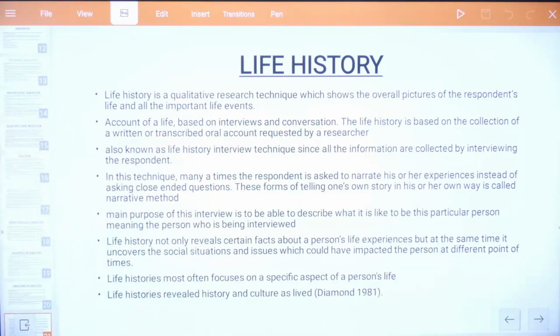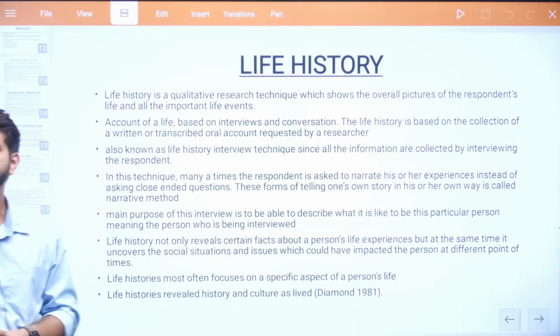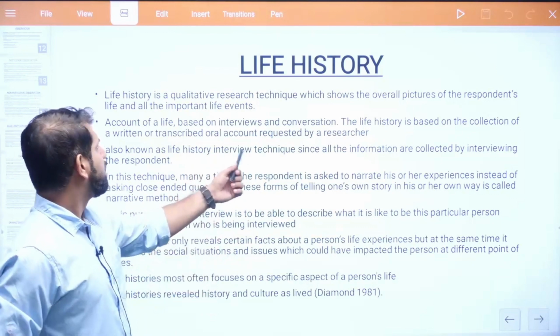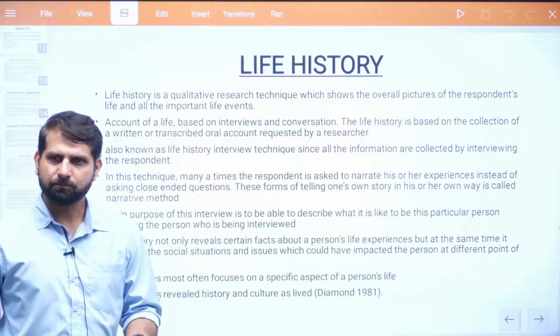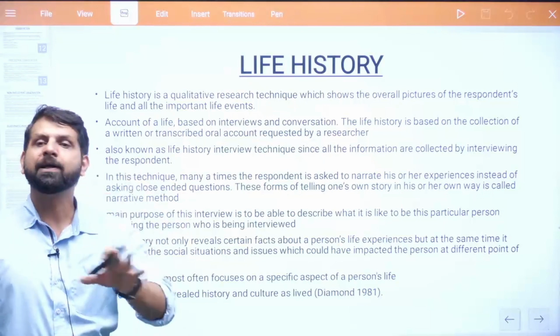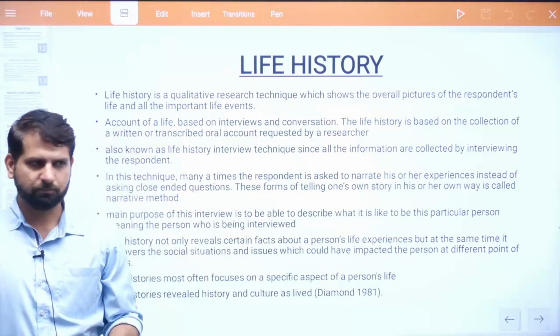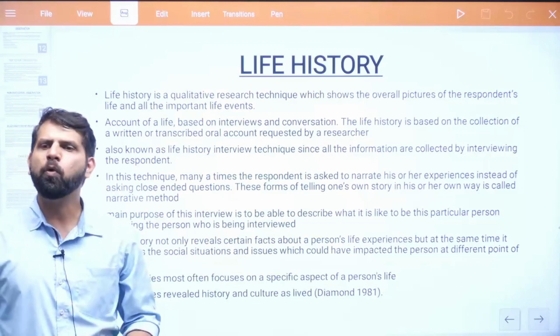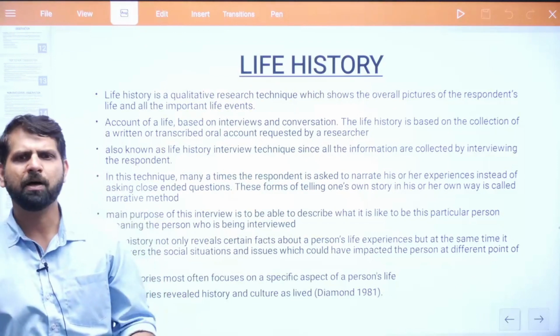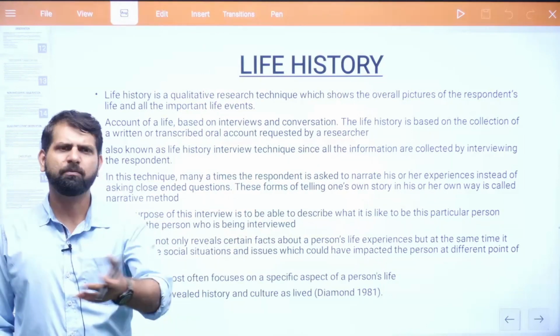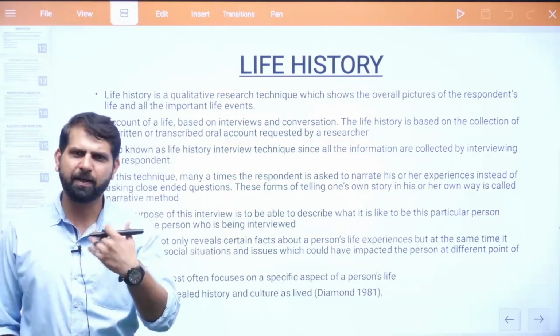I can ask you, okay, tell me about your life history, everything. Or an oral account. I can record it with a tape recorder. I can document it through videos, through camera. Now it has become easier. Just log into your Zoom account, Google Meet account, Instagram account. You can collect life histories of people just by going live.